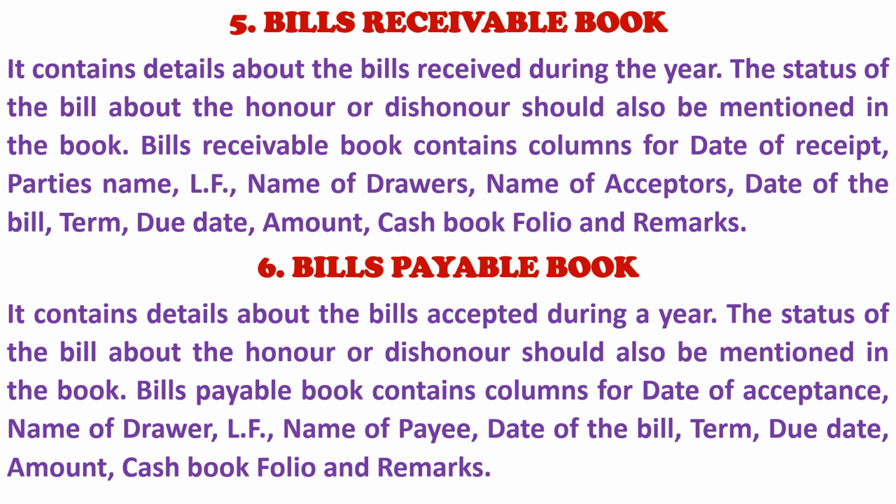6. Bills payable book. It contains details about the bills accepted during a year. The status of the bill about the honor or dishonor should also be mentioned in the book. Bills payable book contains columns for date of acceptance, name of drawer, LF (ledger folio), name of payee, date of the bill, term, due date, amount, cash book folio and remarks.